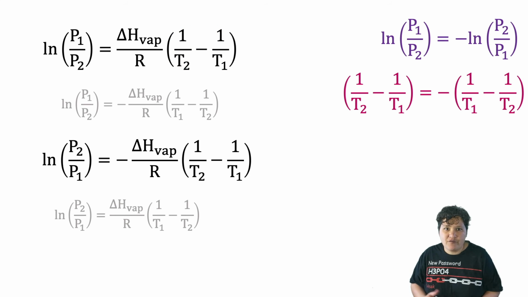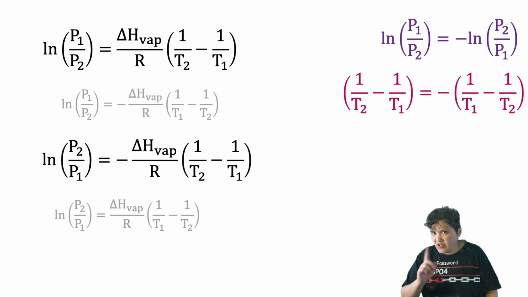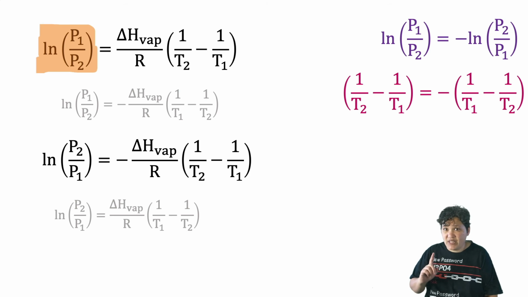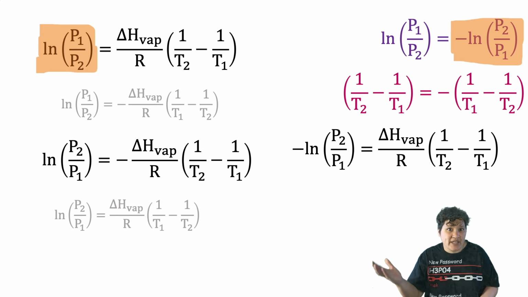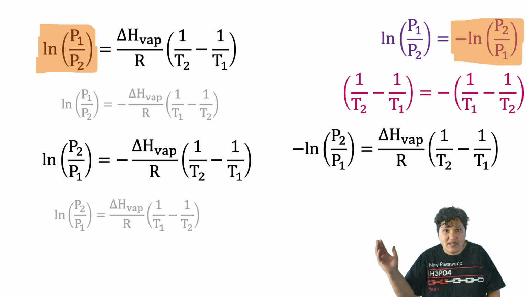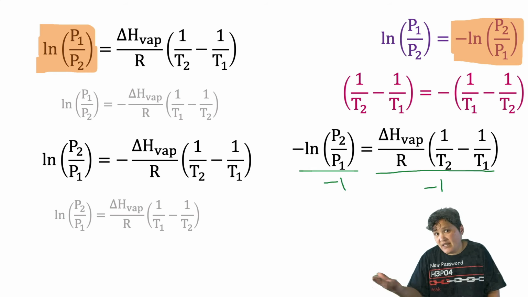Next, let's compare the first and the third equations. Notice that the first equation starts with a natural log of a ratio, which as you can see is equal to this. Plug that in and we get this. And then divide both sides by -1 and we get equation 3.